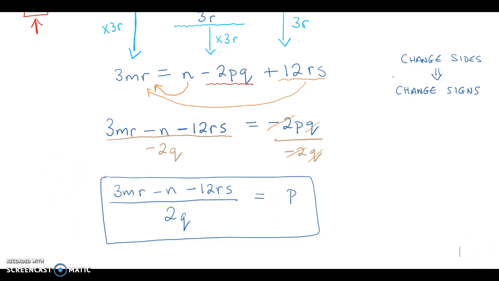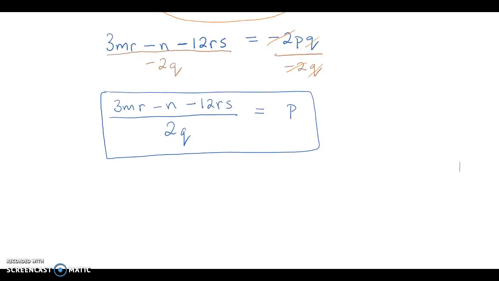There's nothing wrong with leaving your answer in this form. It's absolutely correct. The other thing that we could do, though, is go back. Let me just highlight this line here. We could go back to that line. Let's write it out. 3mr equals n minus 2pq plus 12rs.